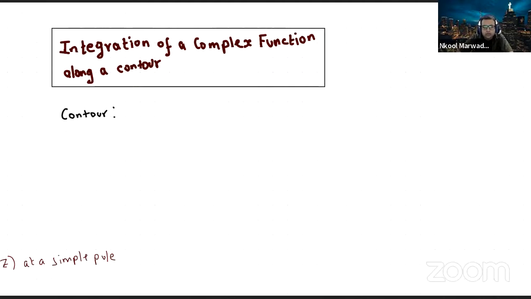So what is a contour? A contour is a continuous chain of a finite number of smooth arcs.